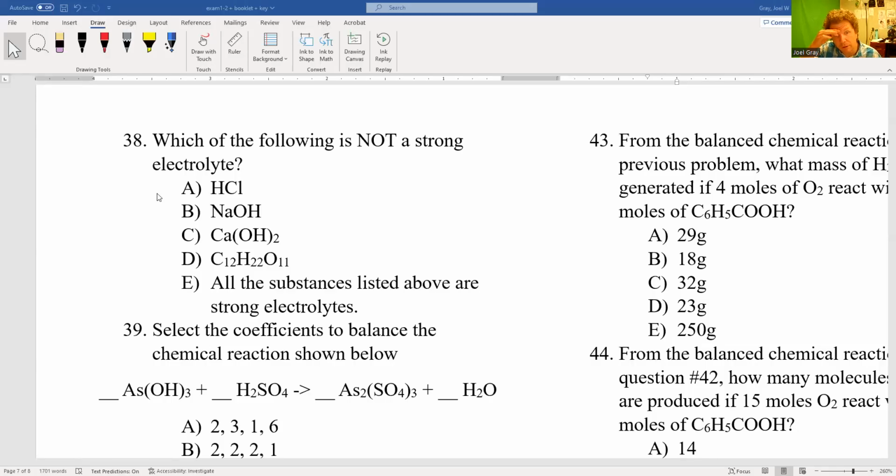All right, so here is our next batch of questions. I'm going to go through questions 38 through 42. This next question reads, which of the following is not a strong electrolyte?